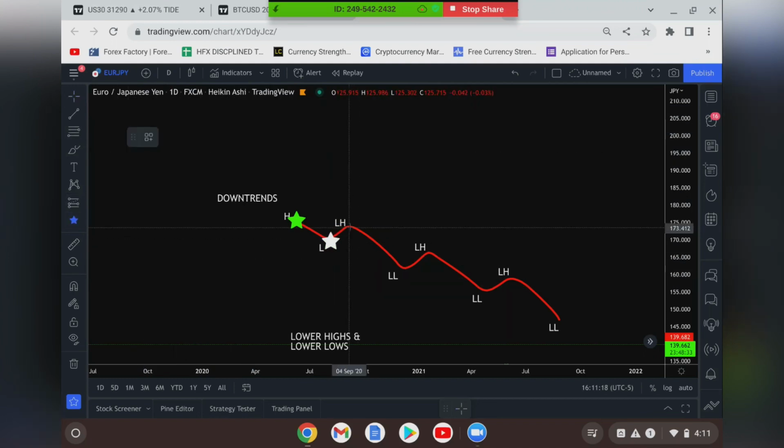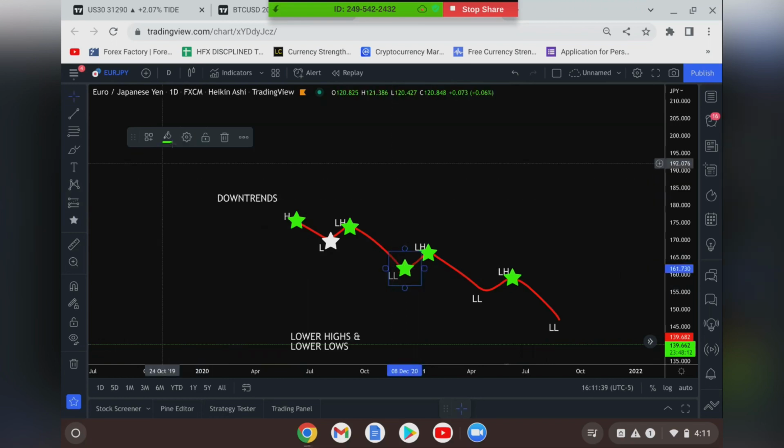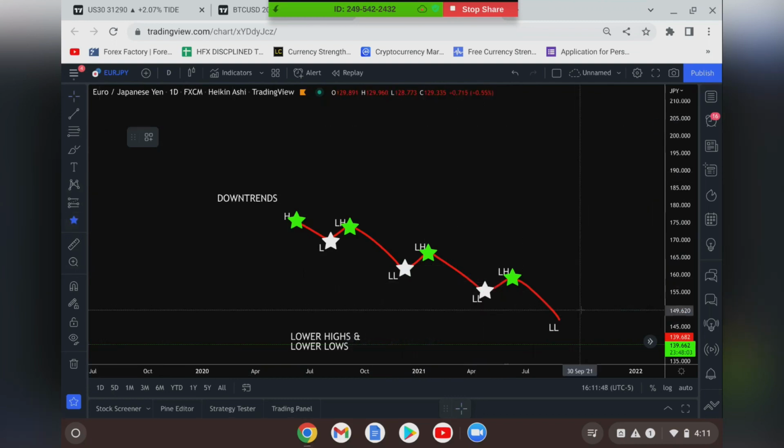And then the market creates a lower high, right? Then we have another lower high. And then we have our final lower high. Then on the other side, we have our low, right? Then we have a lower low. And then we have our next lower low. And then we have our final lower low point within the market.